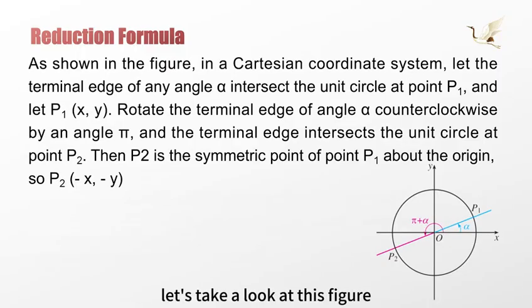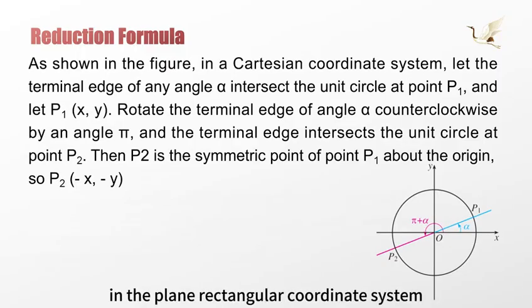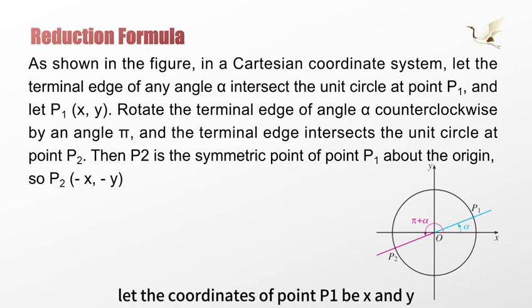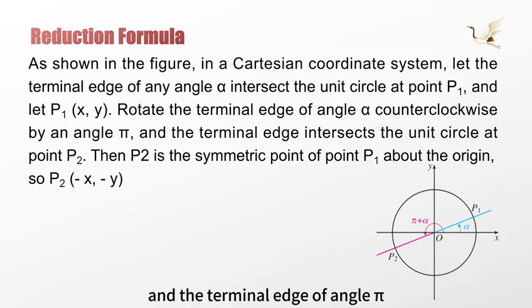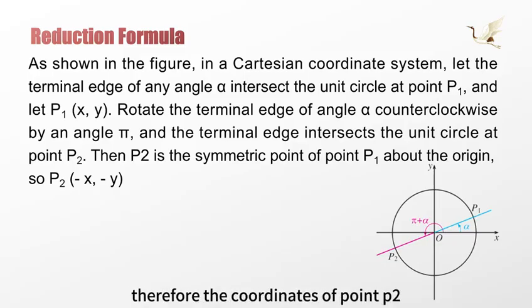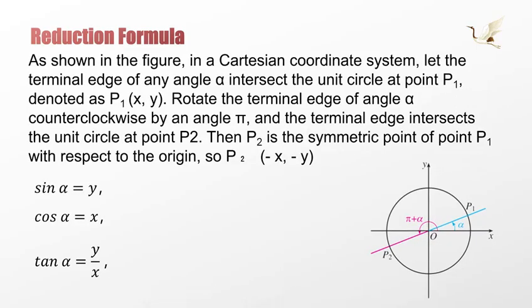Let's take a look at this figure. In the plane rectangular coordinate system, let the terminal edge of any angle alpha and the unit circle intersect at point P1. Let the coordinates of point P1 be x and y. Rotate the terminal edge of angle alpha counterclockwise by π, and the terminal edge of angle π plus alpha and the unit circle intersect at point P2. Then P2 is P1's symmetrical point about the origin. Therefore, the coordinates of point P2 are negative x and negative y.